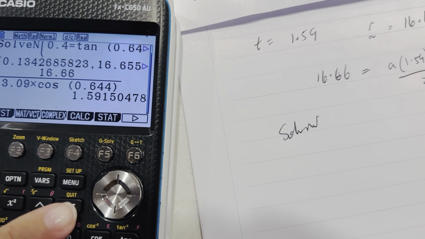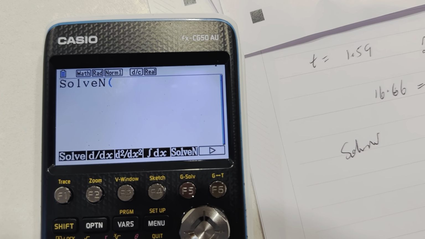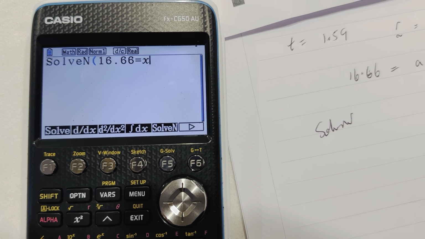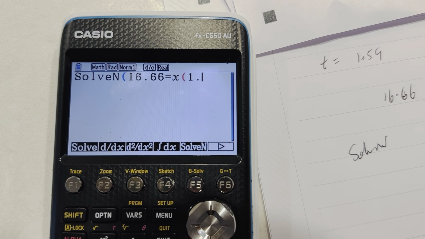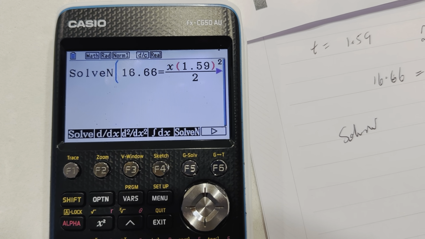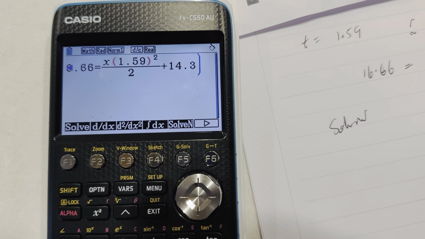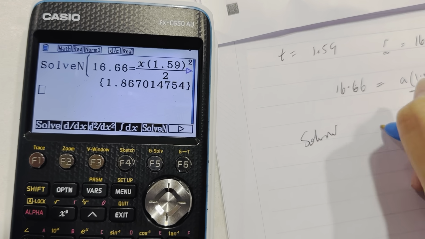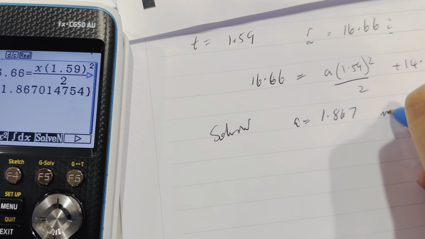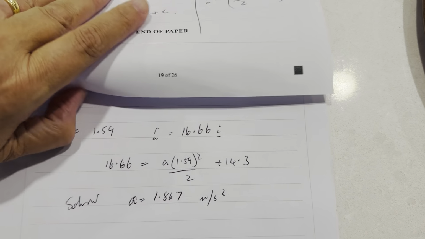I'm just going to delete all, so I've got a nice clear screen for you. Calc, solve n, 16.66, shift equals a times, bracket 1.59 close bracket squared over 2 plus 14.3, close my brackets, and we get a equals 1.867, or 1.87 metres per second squared. So that is my acceleration, the acceleration of that trolley.